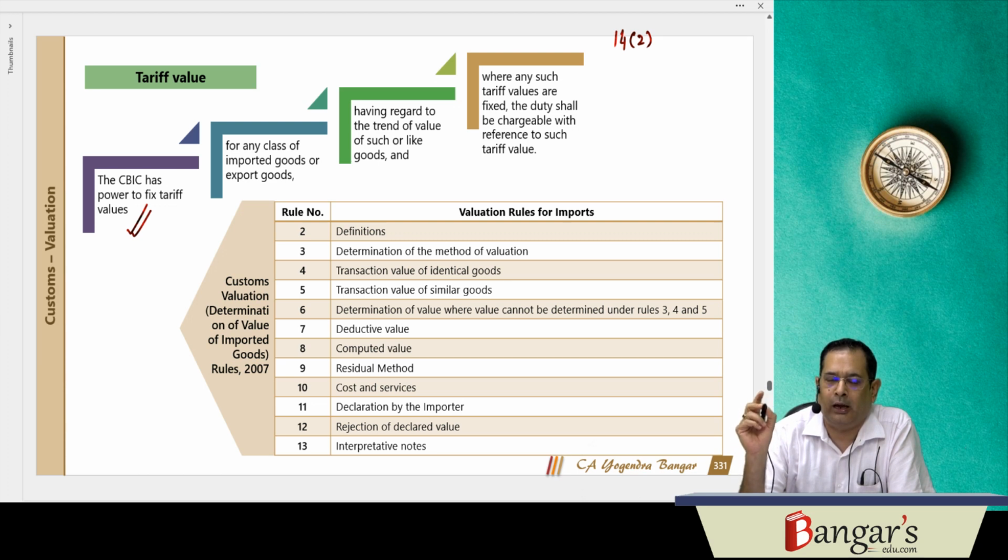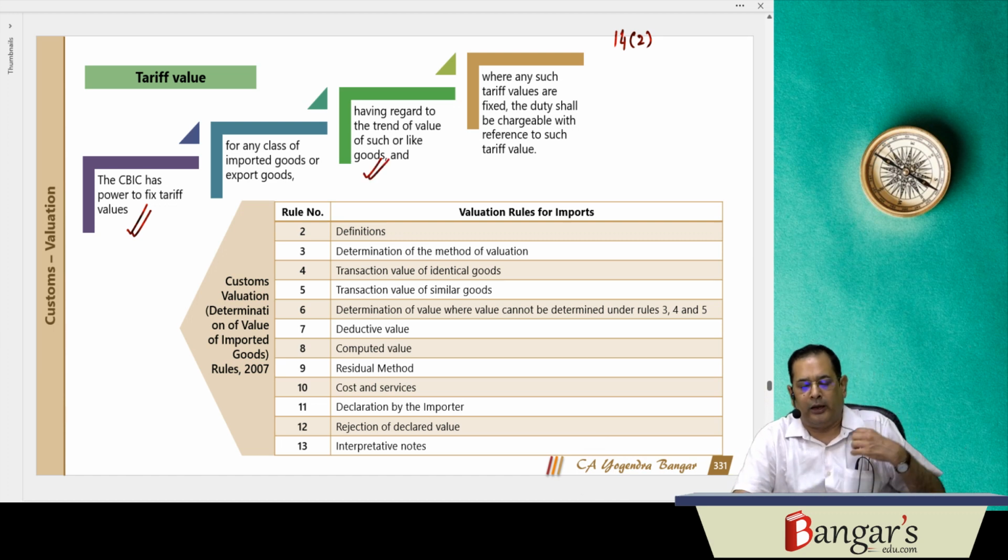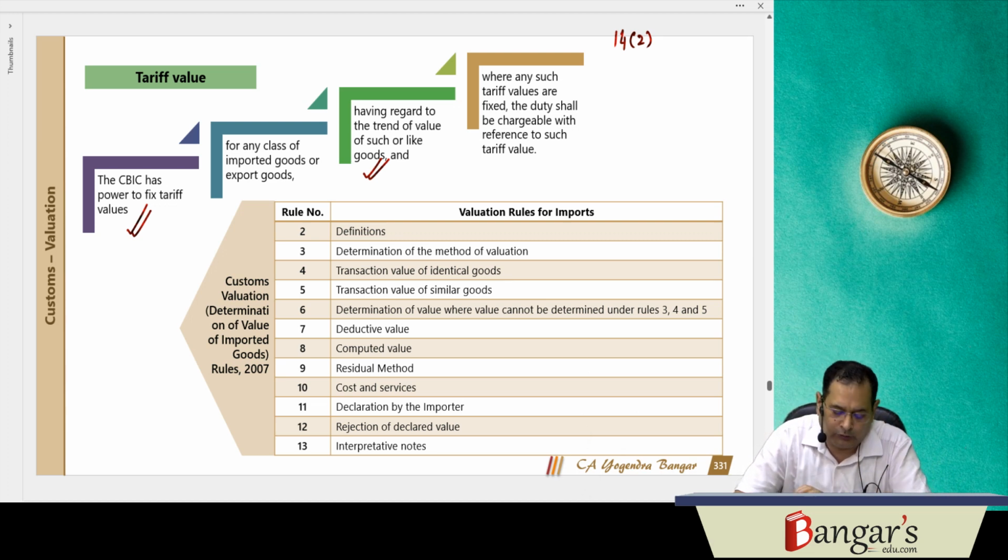For any class of imported goods or export goods, having regard to the trend of the value of such or like goods, and where the tariff values have been fixed, then the duty will be chargeable with reference to such tariff value. In case the tariff value has been fixed, the duty will be chargeable with reference to the tariff value.